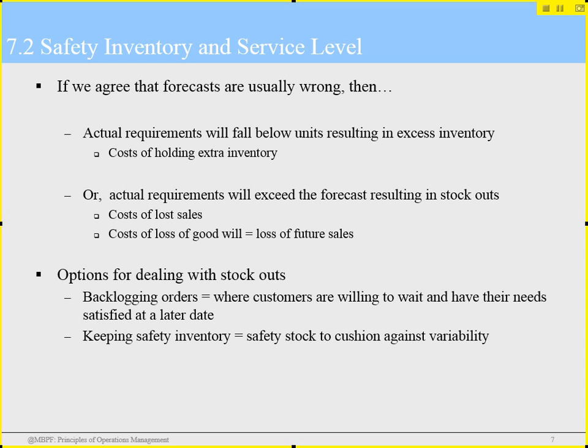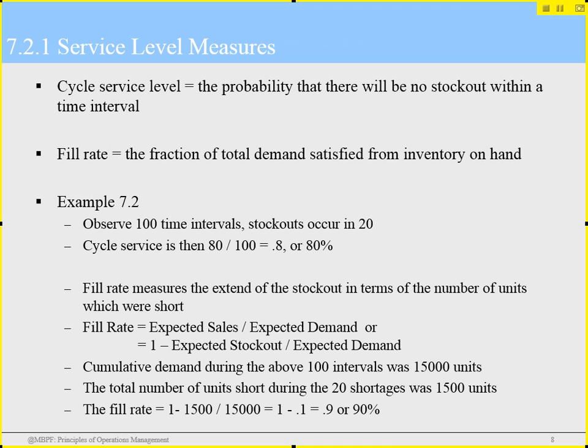So when we have stockouts, we can deal with them in a couple of ways. One of them is we can backlog orders. We can say, that's all right, we'll order it for you and I can get it in, right? And that's where customers are willing to wait and have their needs satisfied at a later date. Or you can keep some kind of safety inventory or safety stock to cushion against that variability.